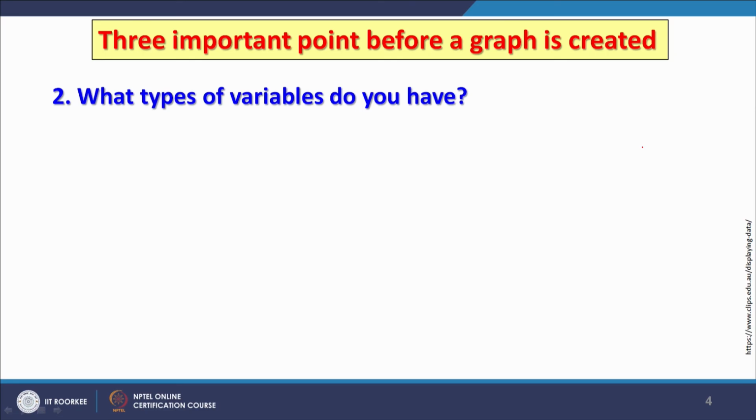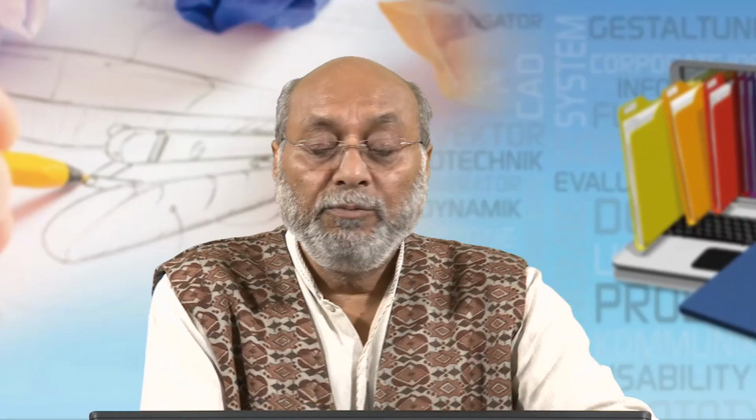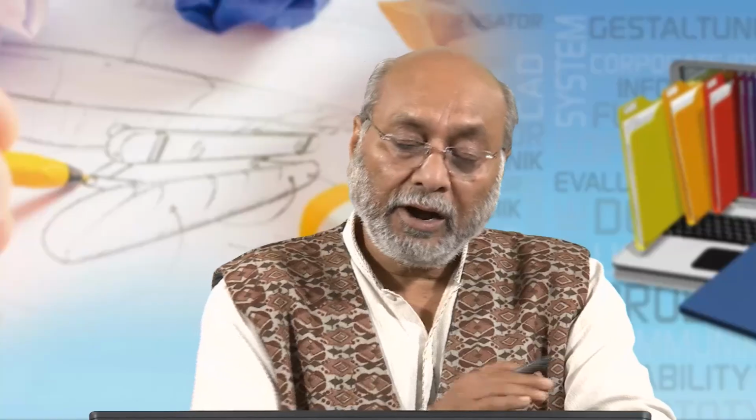The second thing is, what types of variables do you have? This is another question you can raise. Once you know the types of variables within the data and the results of statistical analysis, that will give a direction to decide the type of graph to use, because not all kinds of graphs or plots can or should be used for all kinds of data. So a very appropriate plotting technique has to be used.